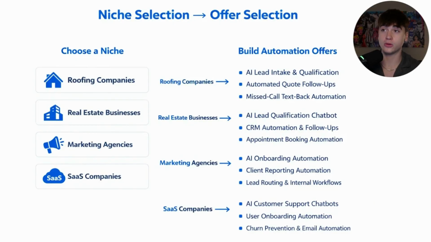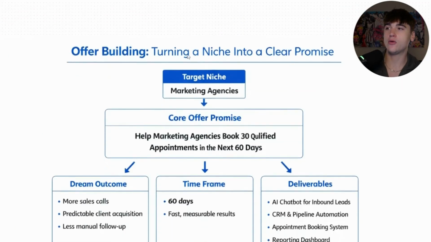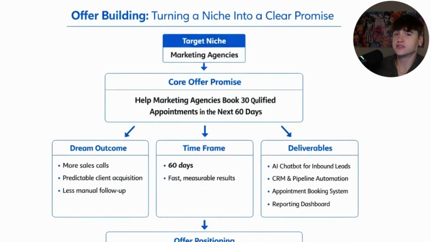Okay, perfect. So now we have your niche selected and you've identified a few pain points that they may be struggling from, or more importantly, a few automations you can help build to alleviate said pain points. Now we move into offer building. So once you've selected your niche, it's not as simple as just saying, hey, we'll build you out these automations to make your business more efficient.